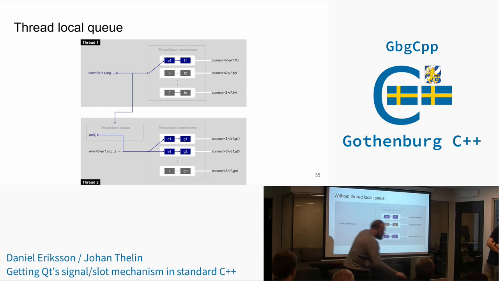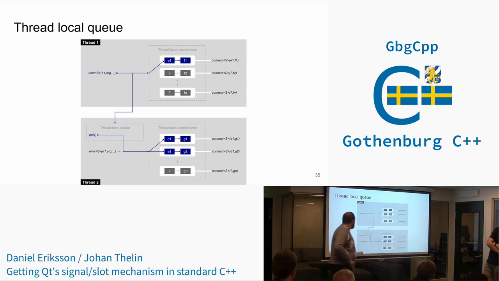However, with this local queue, you can have a queue in your thread where you add the signal. Then you can be in your thread polling this queue, and then do the emits locally, so to speak. So you get them locally and then call your slots within your thread context.